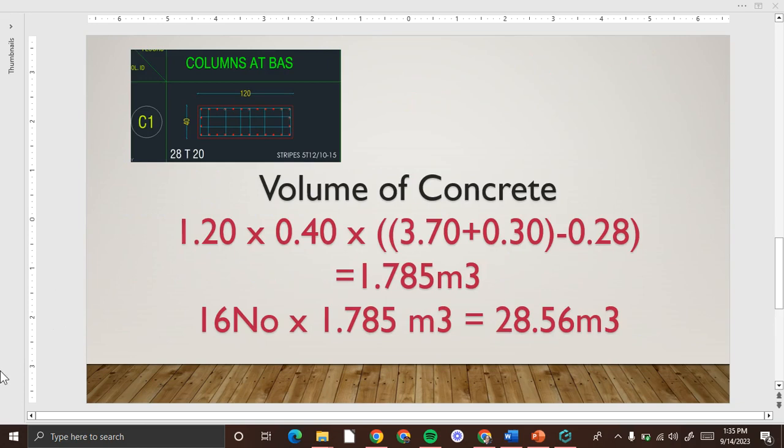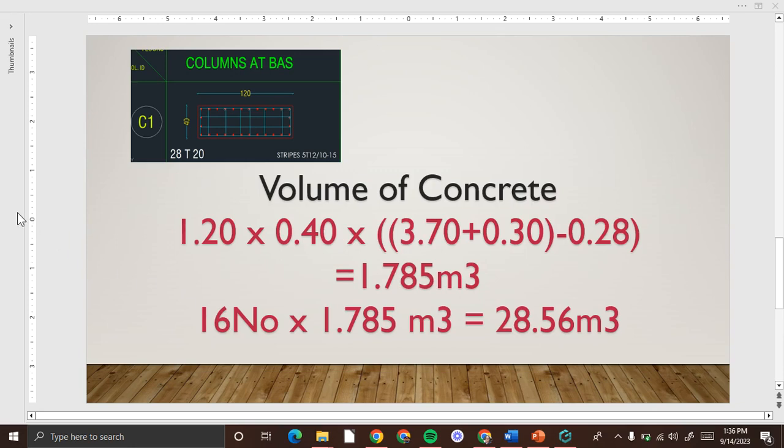For a rectangular column, volume of concrete can be calculated by multiplying the top surface area with the depth or height of the column. Here we know the surface area, that is 1.2 meter into 0.4 meter. Length into width is the surface area of the column. And height of the column we know 3.7 plus 0.3, 4 meter minus thickness of the slab 0.28 meter. We already know 3.72 meter. So we will get 1.785 meter cube as the concrete quantity for one column.